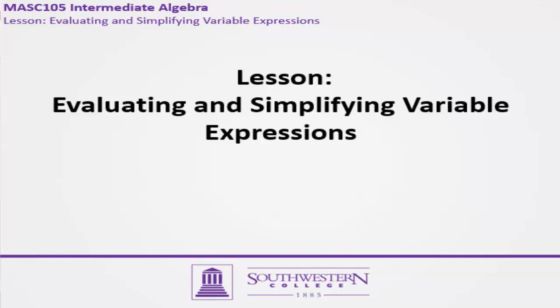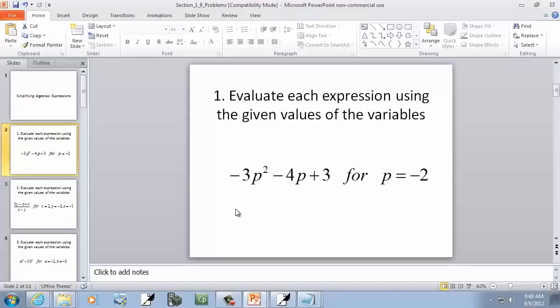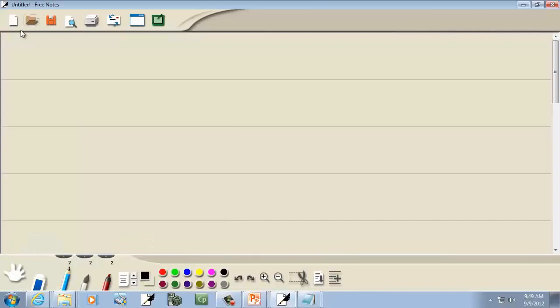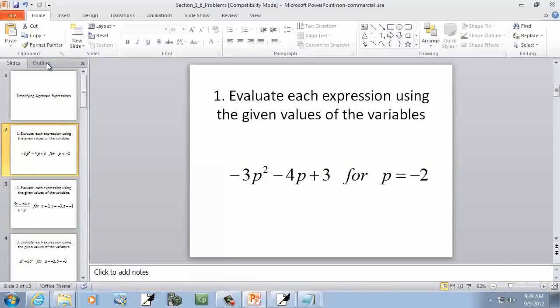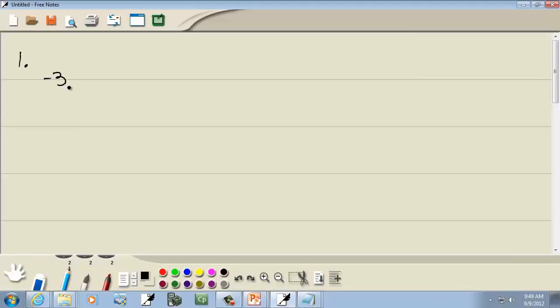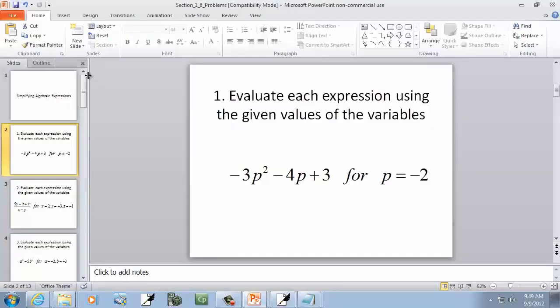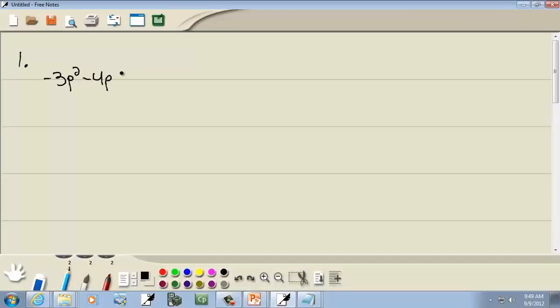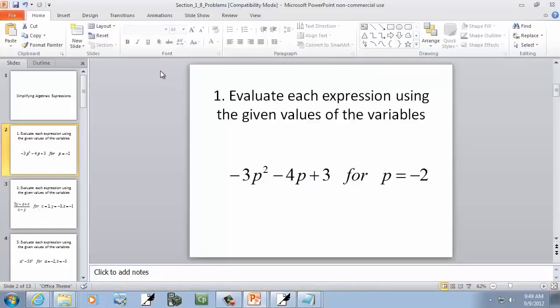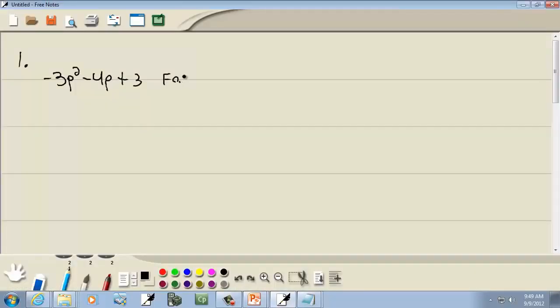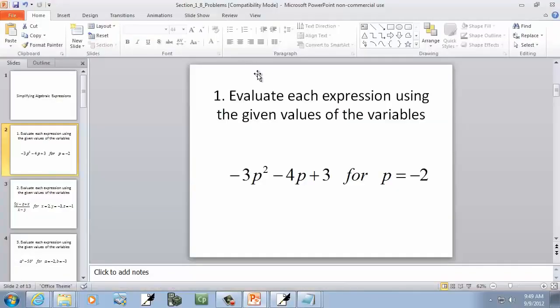It says evaluate each expression using given values of the variables. We got negative 3p squared minus 4p plus 3 for p is equal to negative 2. The instructions: evaluate each expression.